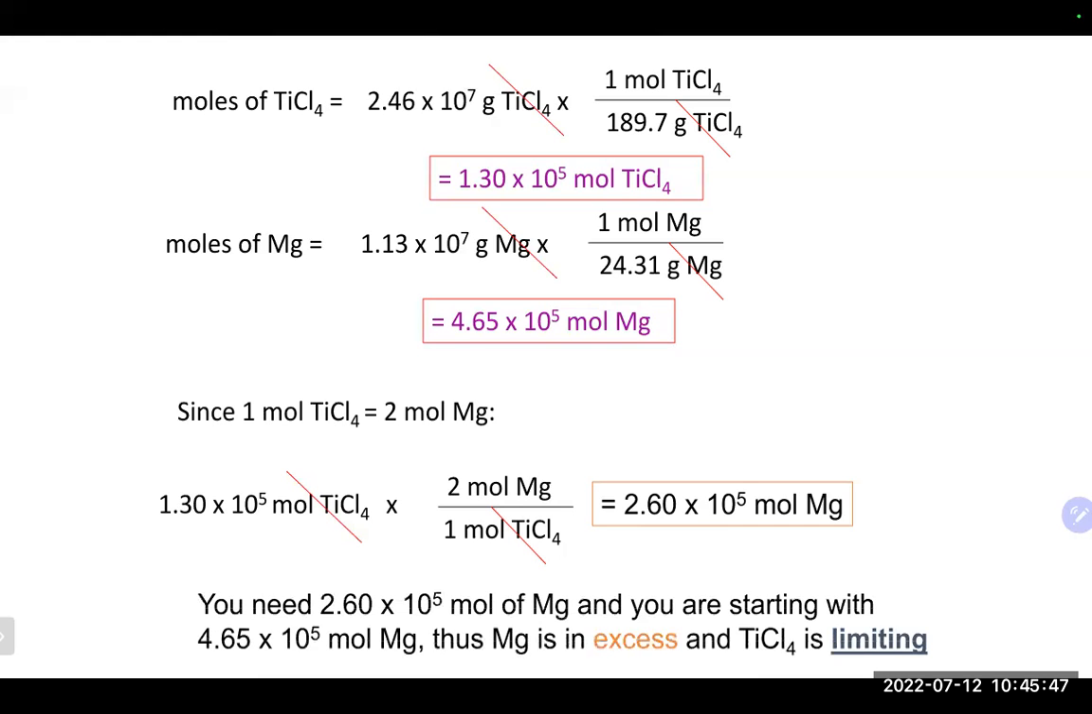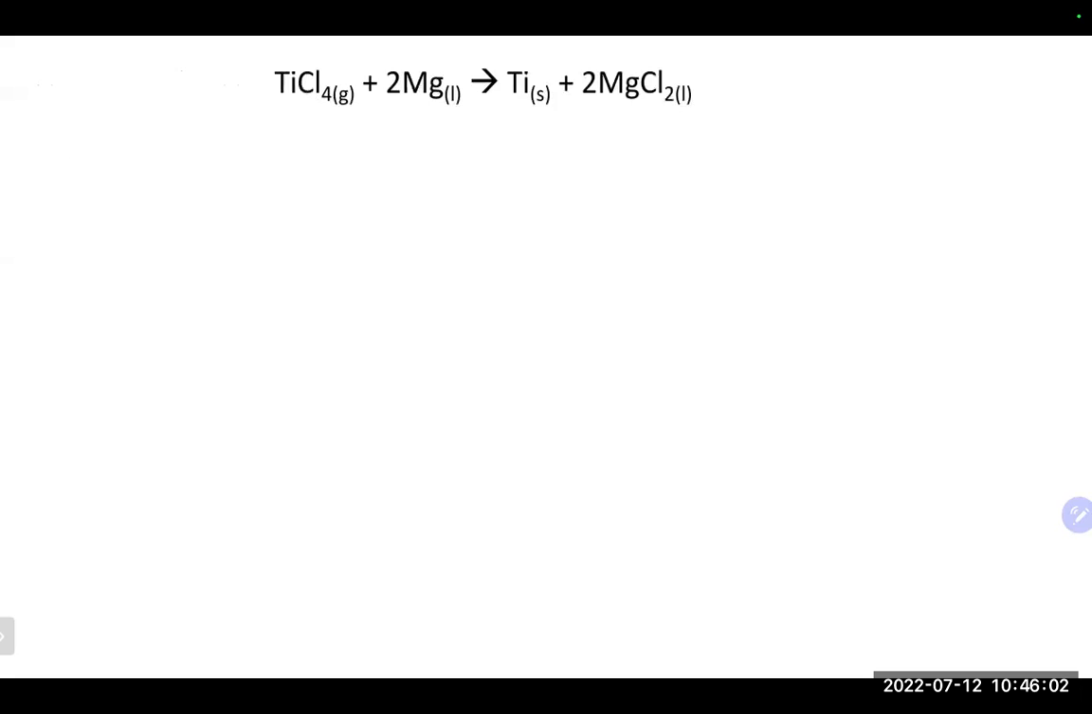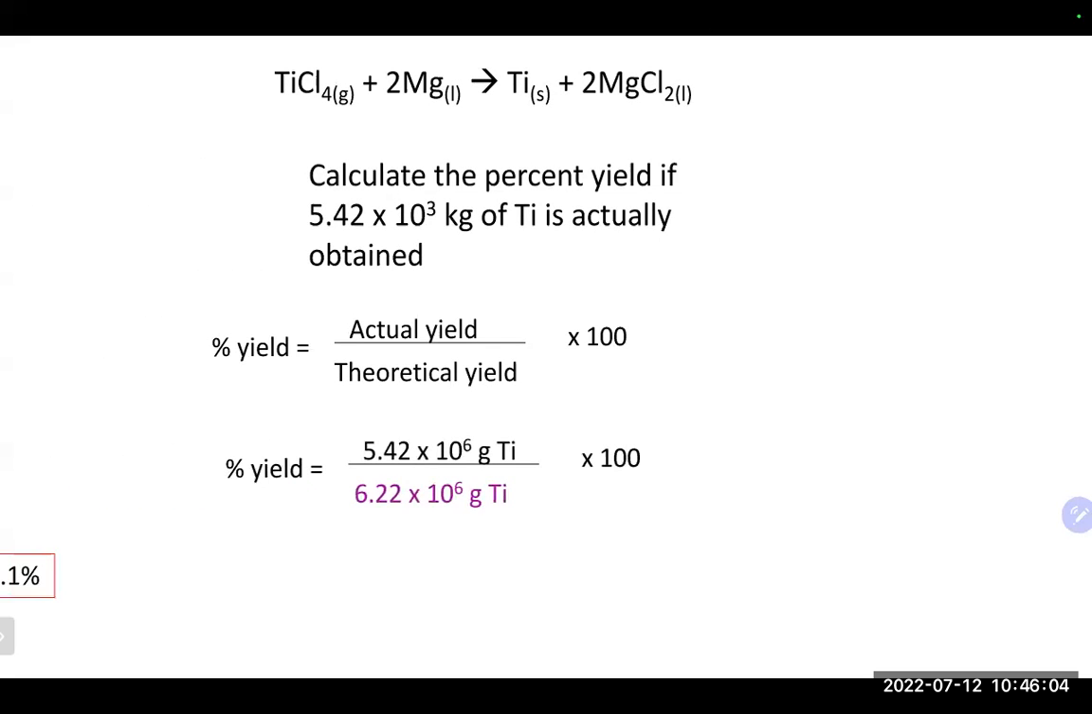And as we saw here, we do have enough. And that means that the TiCl4 was the limiting reagent. We would then use our limiting reagent and do our stoichiometry calculation to get our theoretical yield and then into our percent yield at this point. Any questions on any of that there? Okay, so we will leave it there for now.